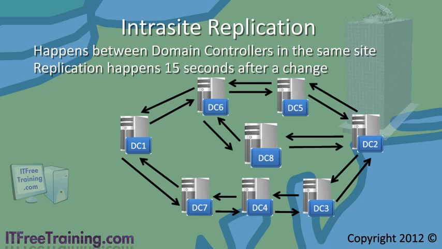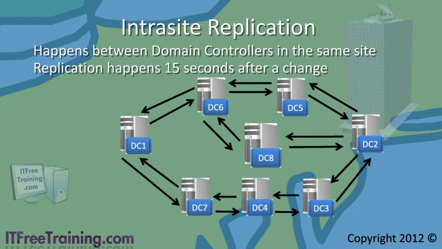This ensures that there are no more than 3 hops between one domain controller in the site and any other domain controller. The extra connections ensure that changes in the site are propagated to each domain controller in less than a minute. All these connections are created automatically in Active Directory inside the site, so you never need to worry about configuring replication inside an individual site.